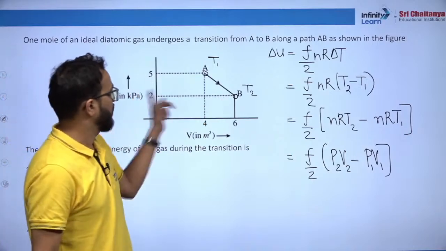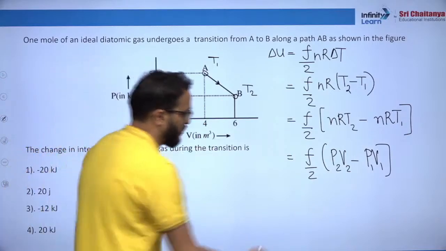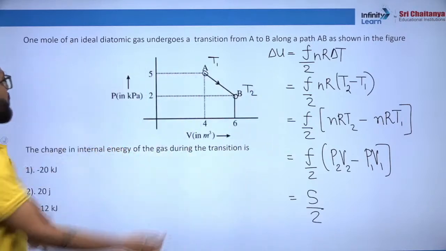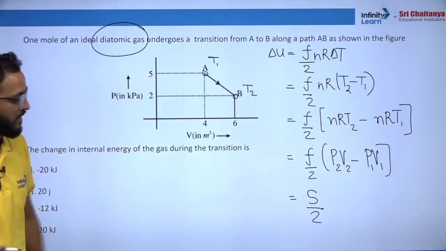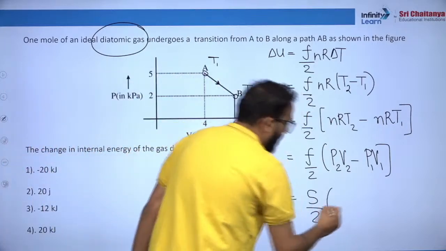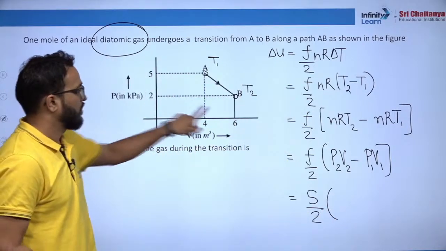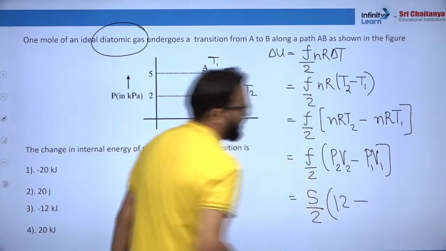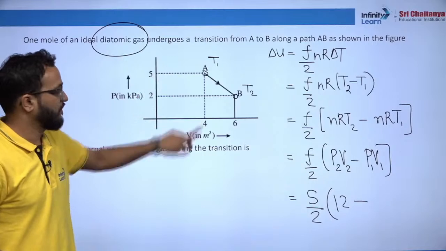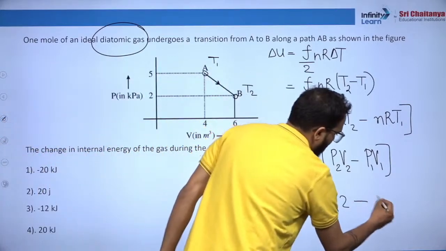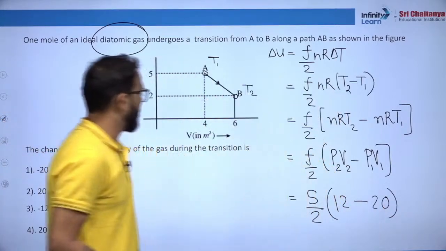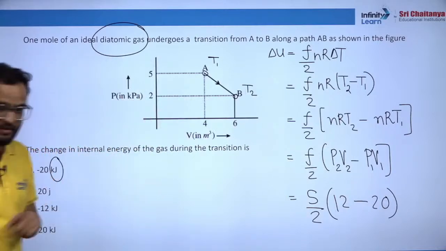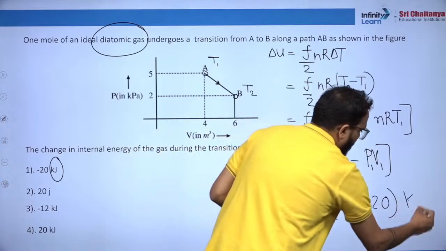Now just put the values. P2 is given 2 and V2 is 6, so 12. So f is how much? 5. Why 5? Because it's a diatomic gas. So 5 by 2, P2 is how much? 2. V2 is how much? 6. So it will be 12 minus P1, which is 5, 4 fives are 20. This is meter cube, this is kilopascals. The answer is also given in kilojoules, so let it be kilojoules now.